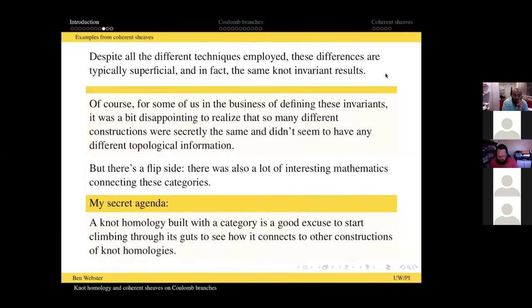All right, so there was this burst of everybody using their pet object of interest to construct a knot homology, and it seemed like, oh wow, we have all these different knot homologies. And then it actually turned out that the differences between these were really very superficial, and you actually keep getting the same knot invariants.